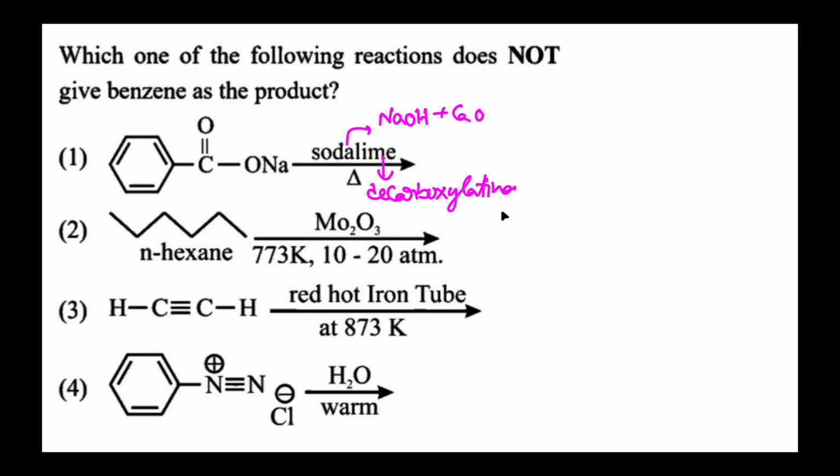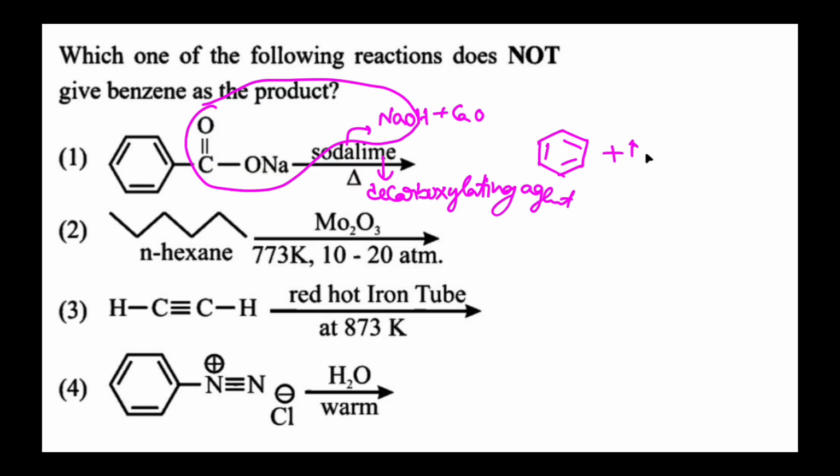So when this soda lime reacts with sodium benzoate, Na2CO3 will be removed. This hydrogen will add to the benzene ring, so that benzene will form. The CO2 will be removed in the form of Na2CO3, sodium carbonate. So in the first option, benzene will form.